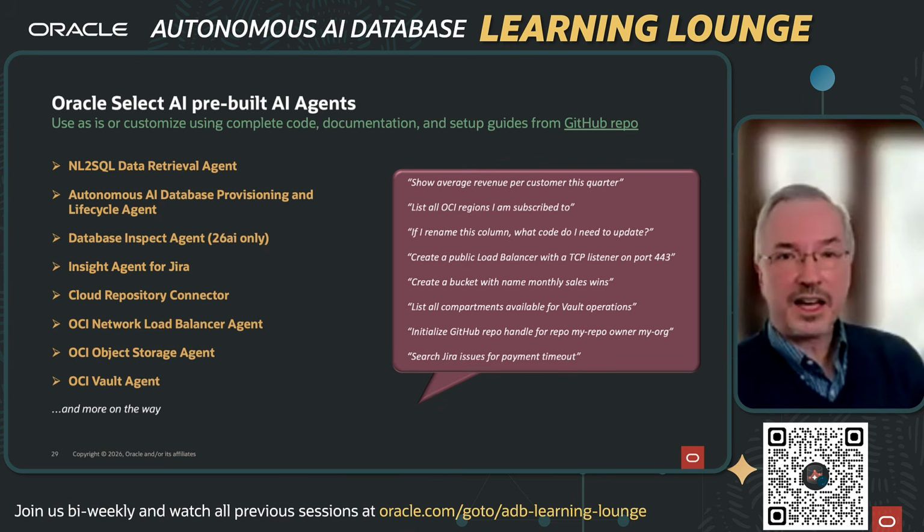So here's the set of pre-built AI agents that you can start using today. Each agent can perform a broad range of actions through a natural language interface. Example requests include, if I rename this column, what code do I need to update? Or, list all the OCI regions I'm subscribed to.